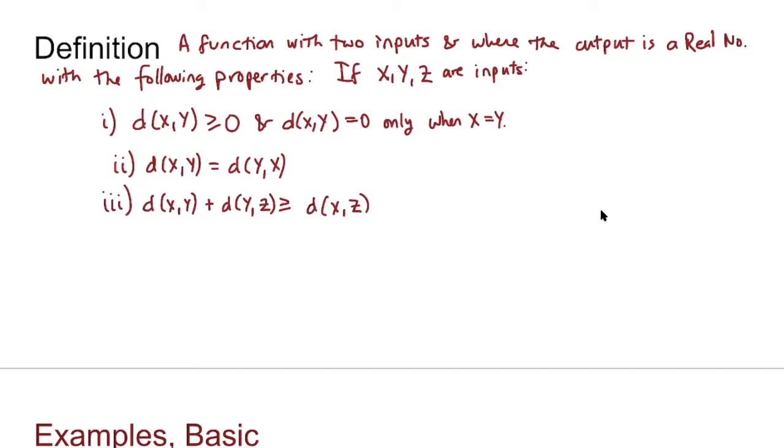So the first one is called positive definite: the function is always non-negative, and it's only 0 when the 2 points are equal. The second one is called symmetry, and the third one is called the triangle inequality. So those are the three characteristics of any distance function in any circumstances. And so that's the very general idea of what a distance function is. We'll take a look at some examples that are familiar and some examples that are less familiar.